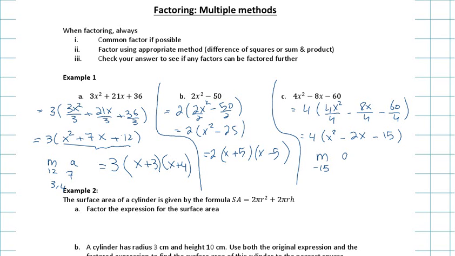Add to negative 2. So what two numbers multiply to negative 15 and add to negative 2? Negative 5 and? Okay. So that would factor to 4 times x minus 5 times x plus 3.